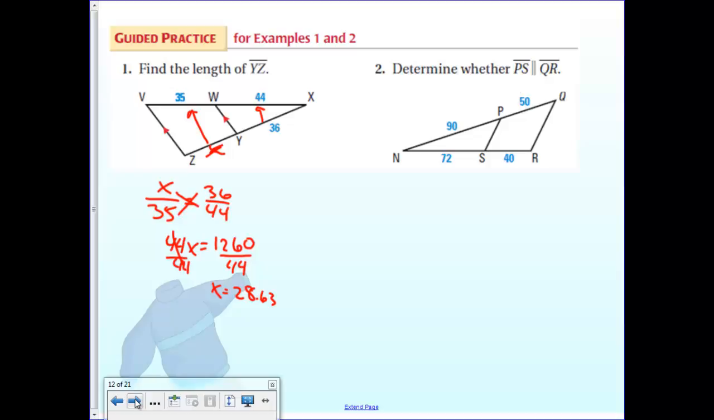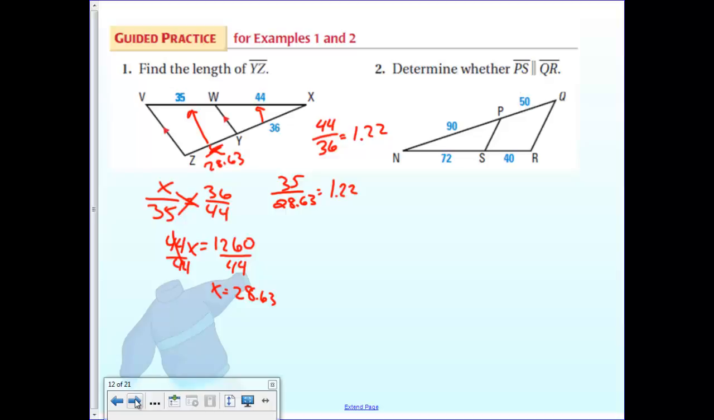So here's what I would tell you to do. Does this make sense? If I put 28.63 here, it's smaller than 35. 36 is smaller than 44, so kind of maybe. Take this and divide it. What's 35 divided by 28.63? 1.222. And then we have 44 to 36. Divide those two. What do you get? 1.22. So that tells me I did it right.